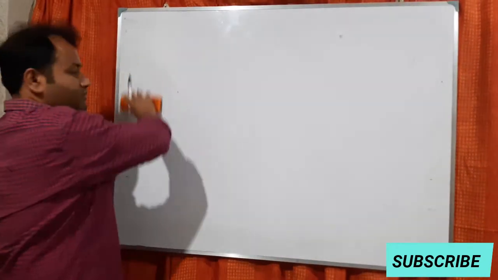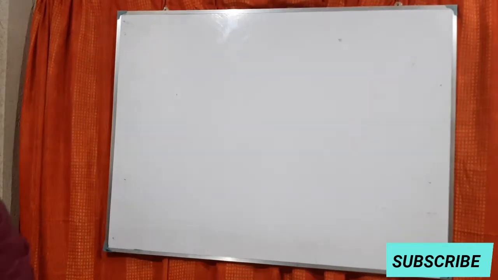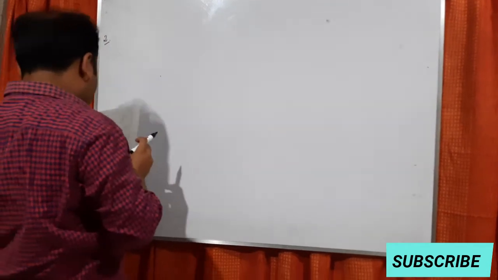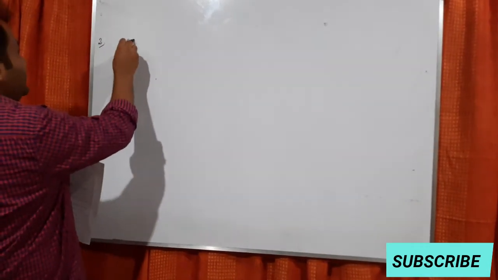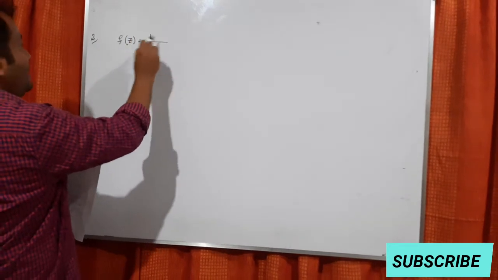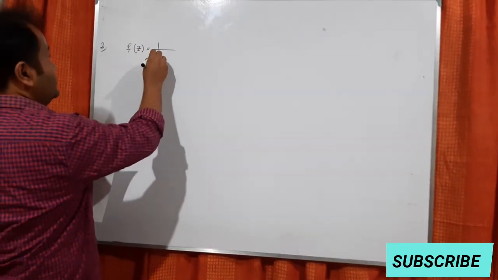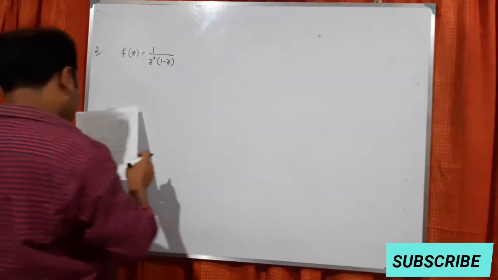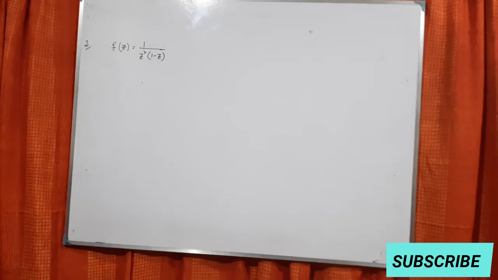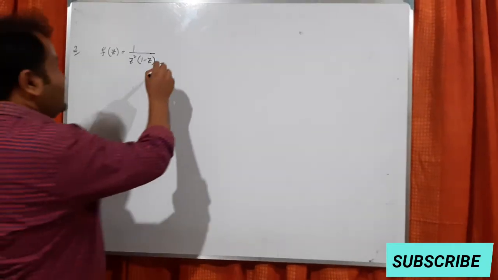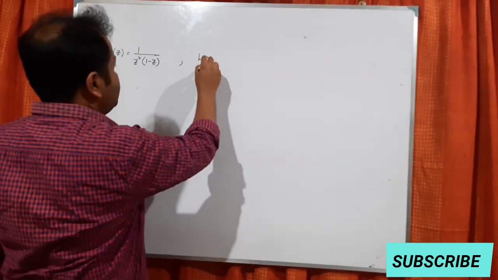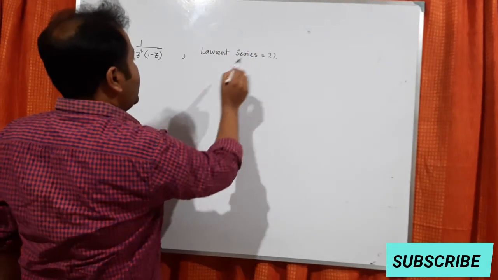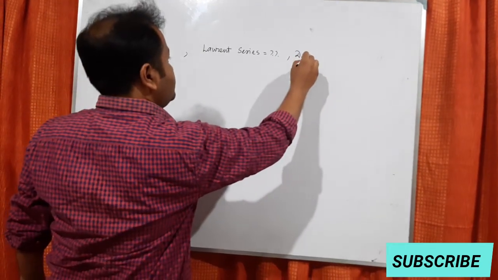Let us do another problem, and at least I will give you some hint. Question number 2: the function is given, f(z) equals 1 by z square into 1 minus z, and nothing is given, no domain is given. What is the question? Find the Laurent series and specify the domain.